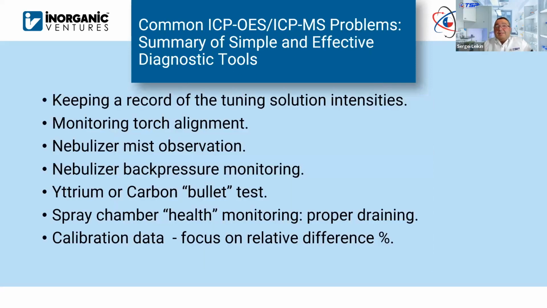And to summarize, I've tried to give you in this limited time the tools that you can use on a daily basis when you run into some of these common problems: torch alignment or torch monitoring when the torch is moved, monitoring the intensities of your tuning solution, and observing the mist. You'll see a lot of things can be done just by simply looking at the mist before you do the calibration, because after you've done it, you've lost all this valuable time and run into a problem. Also, monitoring the back pressure, which shows the health of your nebulizer, and utilizing the bullet test to diagnose your instrument.